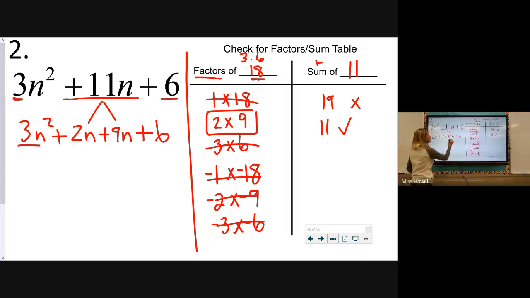Box 1, box 2, box 3, box 4. And that's our goal for today. Get it from 3 to 4. All right, so let's try another one.